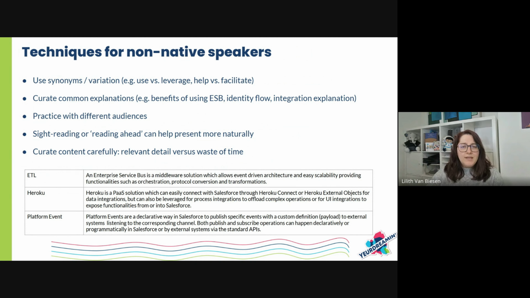There might be some concepts that you need to explain very frequently, or that you feel like are good to have in your back pocket, like the benefits of using an ESB, or how an identity flow works, or how you want to explain an integration. It could be that you just curate a few things there. I put some examples in the slide as well. And these are just, again, some tools that you can use so that you feel very confident in explaining this.